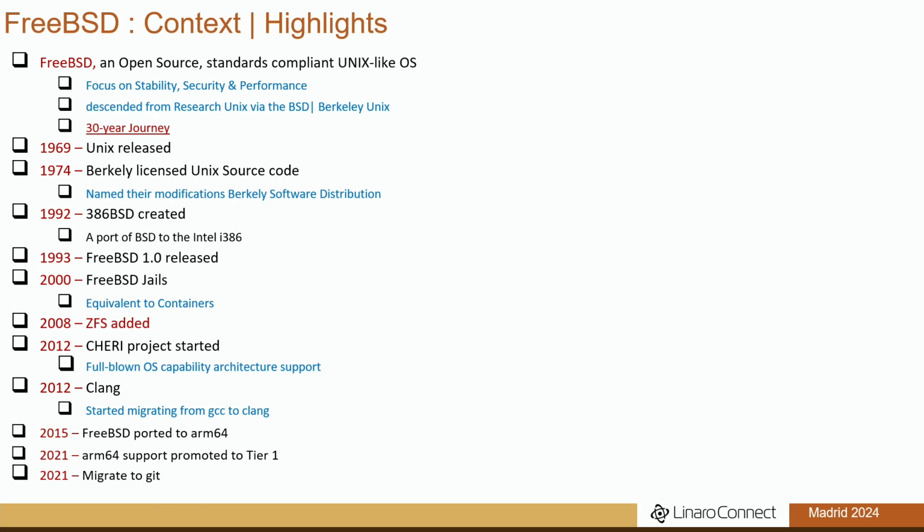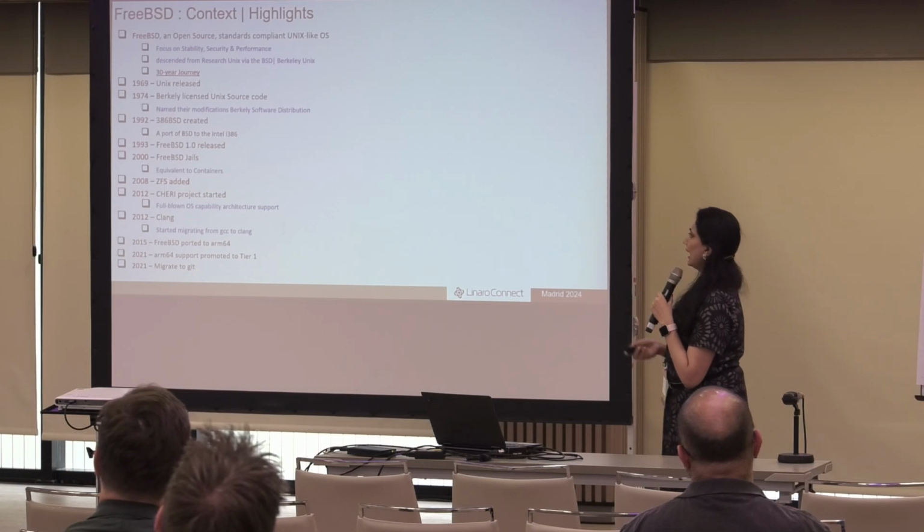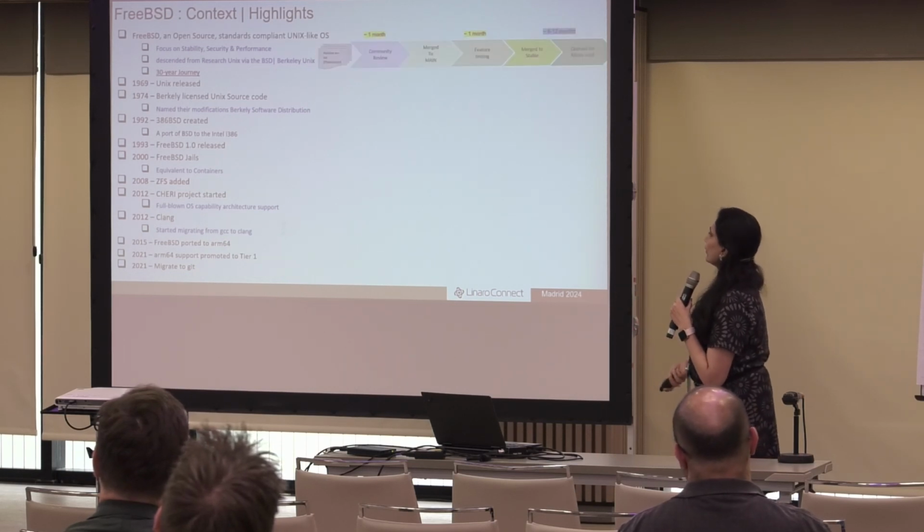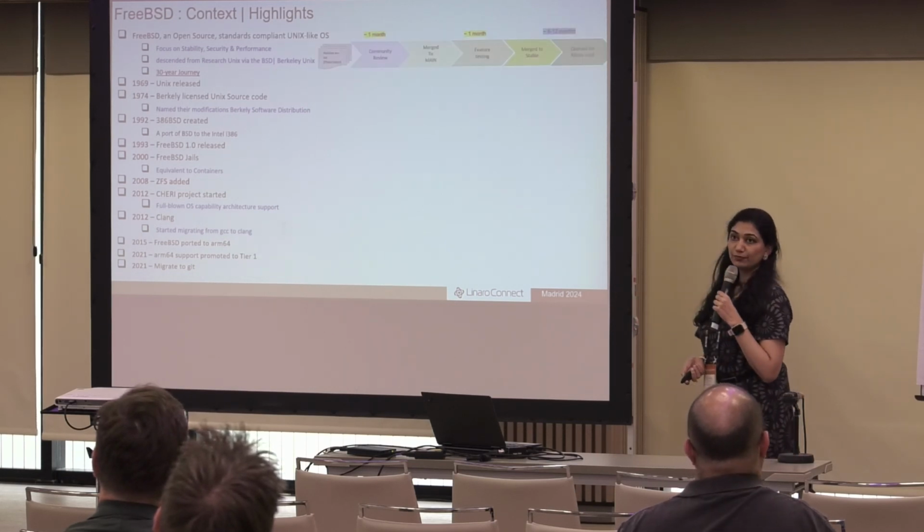In 2012, FreeBSD migrated from GCC to Clang. In 2015 is when we more proactively engaged in terms of FreeBSD porting to ARM64, which was then promoted to Tier 1 support in 2021. That year also saw migration of the SVN repository for FreeBSD to Git. Now, this is a little about the history. If you're more interested into a deep dive, there is a 30-year journey, and I have attached a hyperlink for that. Let's look at what a development workflow looks like.